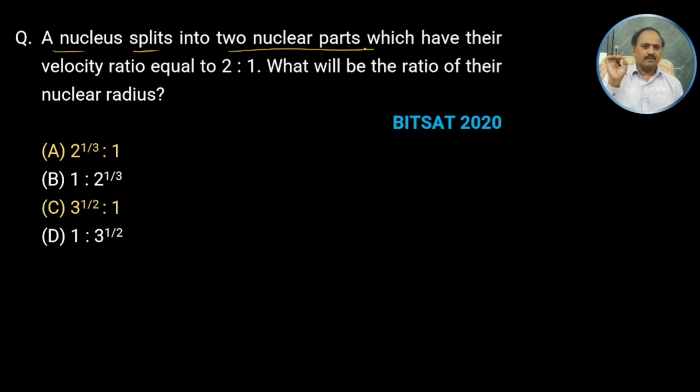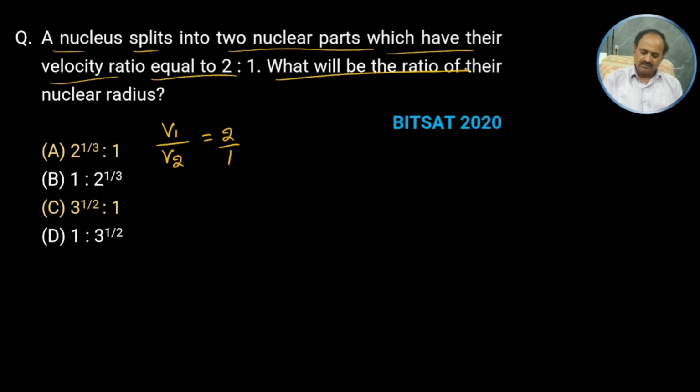Dear friends, remember, once a nucleus splits into two or more nuclear parts, each nuclear part maintains the geometric shape of a sphere. The splitting particles have a velocity ratio of 2 by 1. What will be the ratio of their nuclear radii? R1 by R2 equals how much?